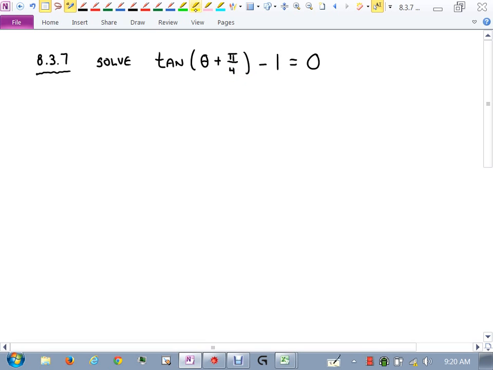We're going to try and isolate the trig function, okay, get it by itself on one side of the equation. So I will take that -1, I'll move it to the other side by adding 1 on both sides. And that will give me tangent of theta plus pi over 4 equals 1, right?